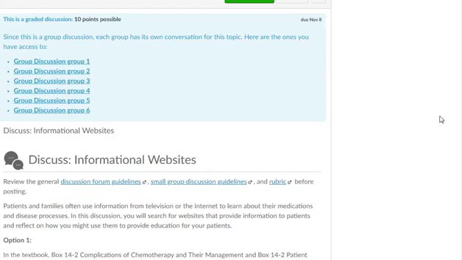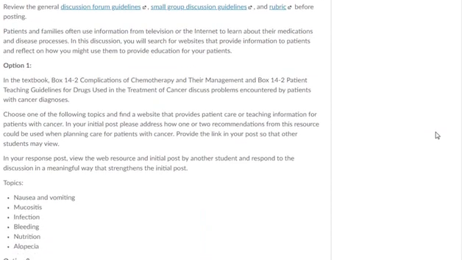2 activities in the discussion area will get you searching for patient education websites. So there's no case study discussions this week, but you will share your findings on websites with the other students in your group.